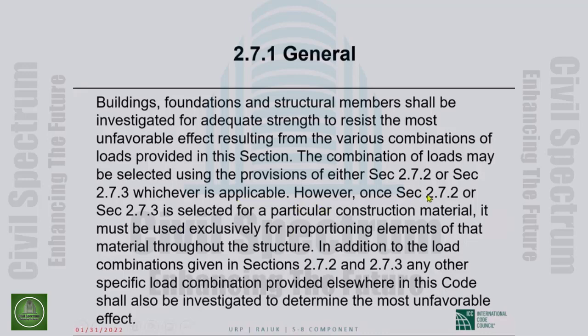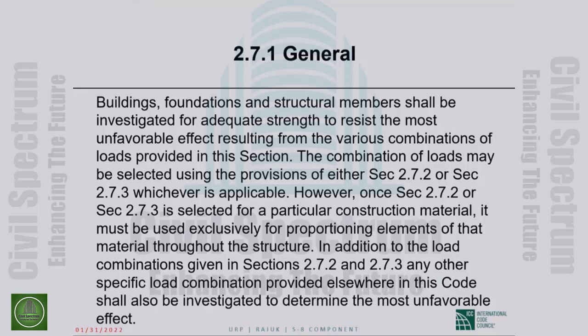So once allowable stress design or strength design is selected for a particular construction material, it must be used exclusively for proportioning elements of that material throughout the structure. All masonry members must be designed using strength design. But the wood members can be designed, if you like, using ASD. But then all wood members must be designed using ASD.